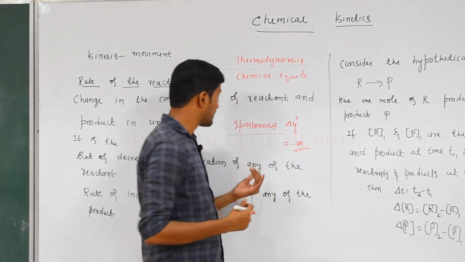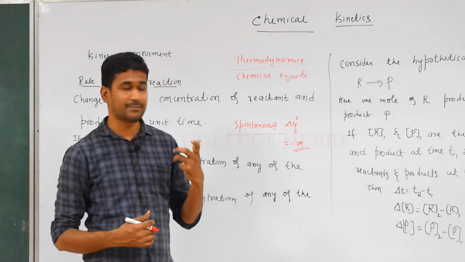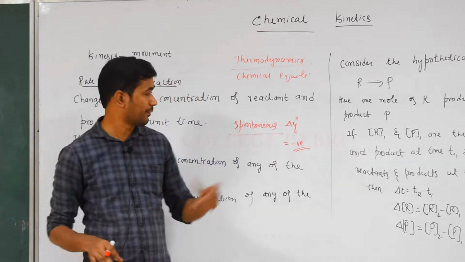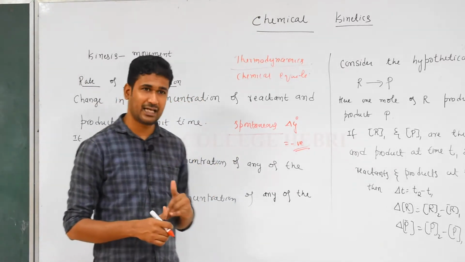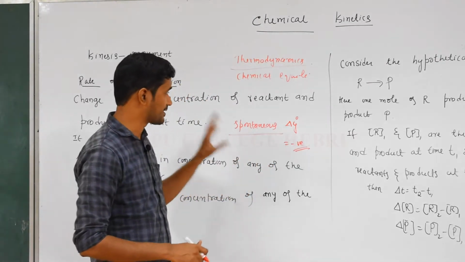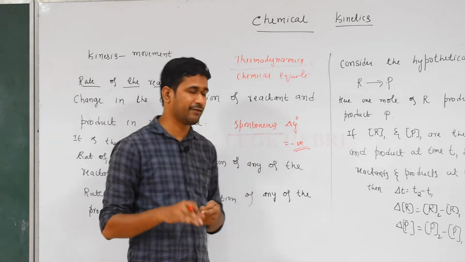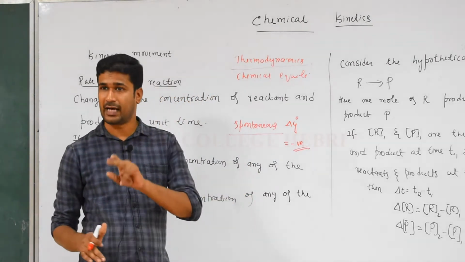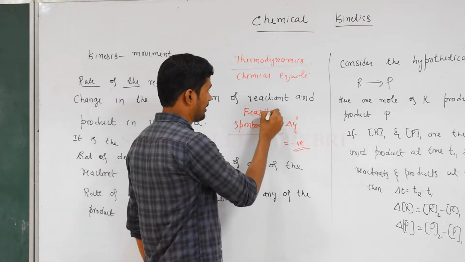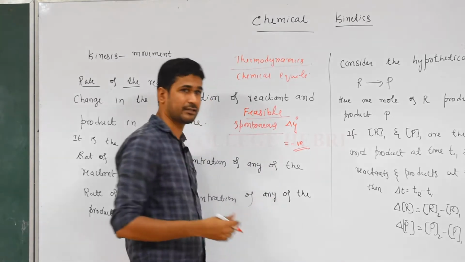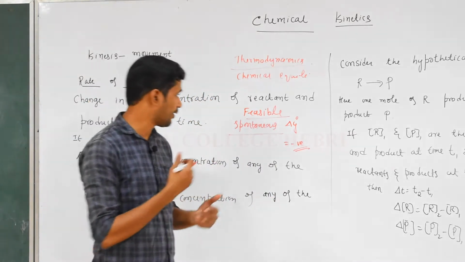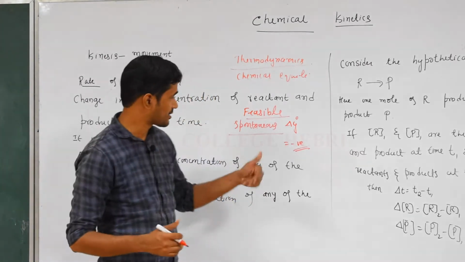So this term predicts the feasibility of a chemical reaction. Feasibility means it predicts whether that reaction happens or not. If any reaction has delta G naught less than 0, that is negative, then that reaction takes place, that reaction is thermodynamically feasible. That means you can carry out that reaction spontaneously, without the help of external agencies.